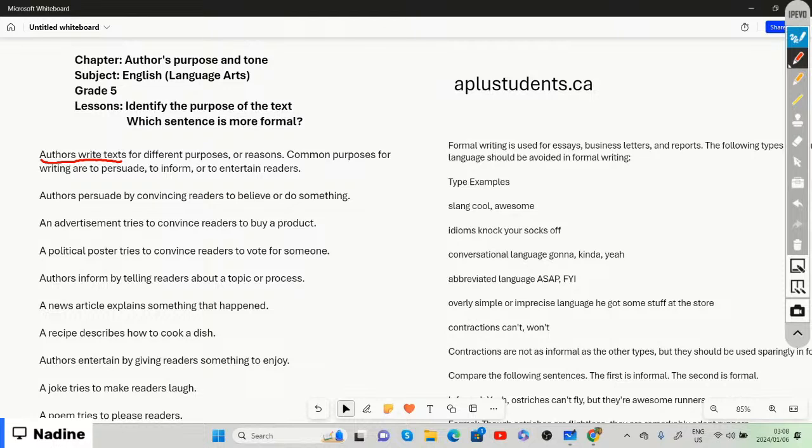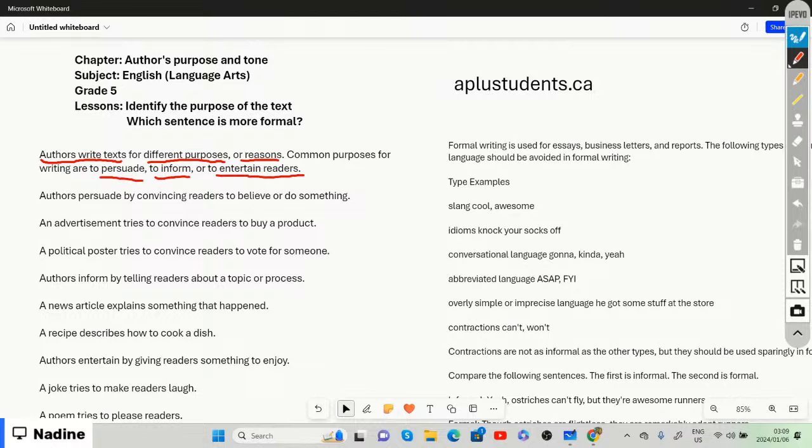So authors basically write text for different purposes or for different reasons. One of the common purposes for writing texts is basically to persuade readers to want to read this book. It's maybe to inform readers about important things depending on the type of book that you are reading. Because some books are for entertainment, some books are more informative. And like I said, or to entertain readers.